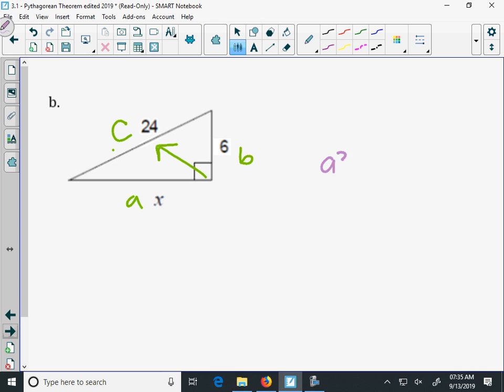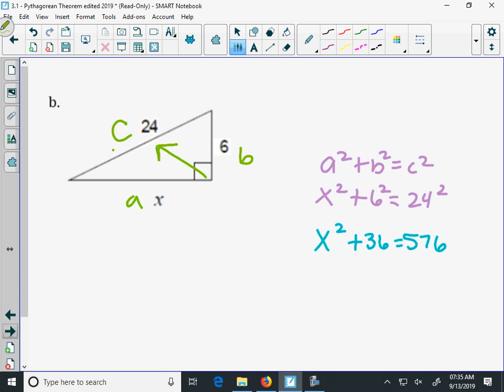Plug it into the Pythagorean theorem. My A is x, so x squared. My B is 6, so 6 squared. And my C is 24, so 24 squared. And then we're just solving for that missing side, solving for x. Alright, so let's clean it up. Let's get rid of those squares. That's just going to stay x squared. Can't really do anything with that. What's 6 squared? 36. What's 24 squared? 576.